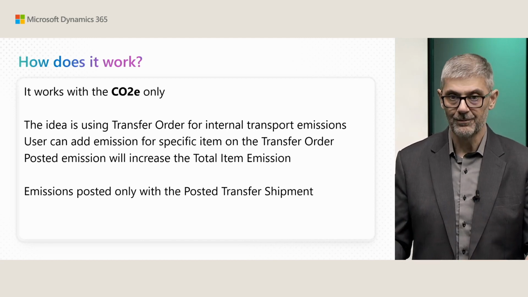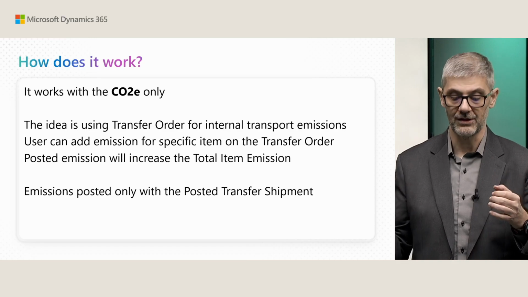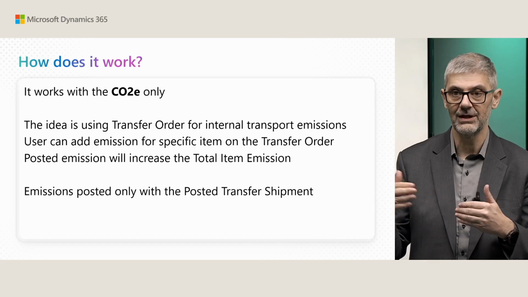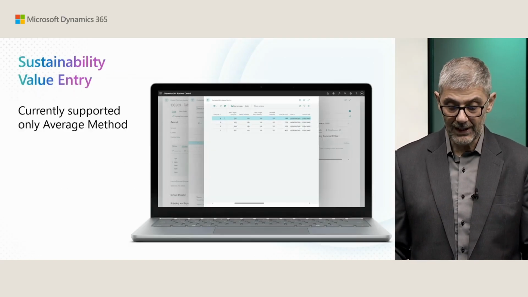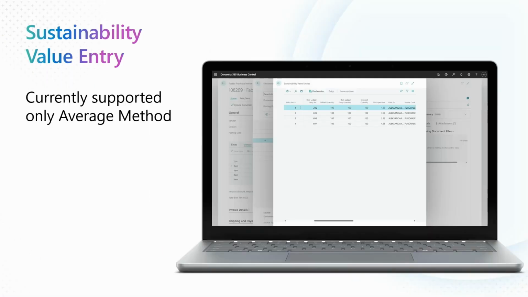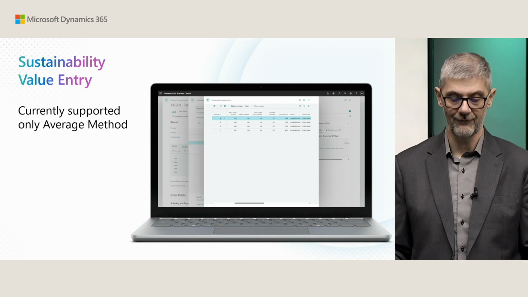What is important, when you post, you will not get emissions information in both posted documents, posted transfer shipment and receipt, so it will be in transfer shipment. Okay, when you post, you will get sustainability value entry, as I said, with all these details, very, very similar to what we had with value entries. So we didn't try to reinvent the wheel. So this is the same approach as we are using for costing.